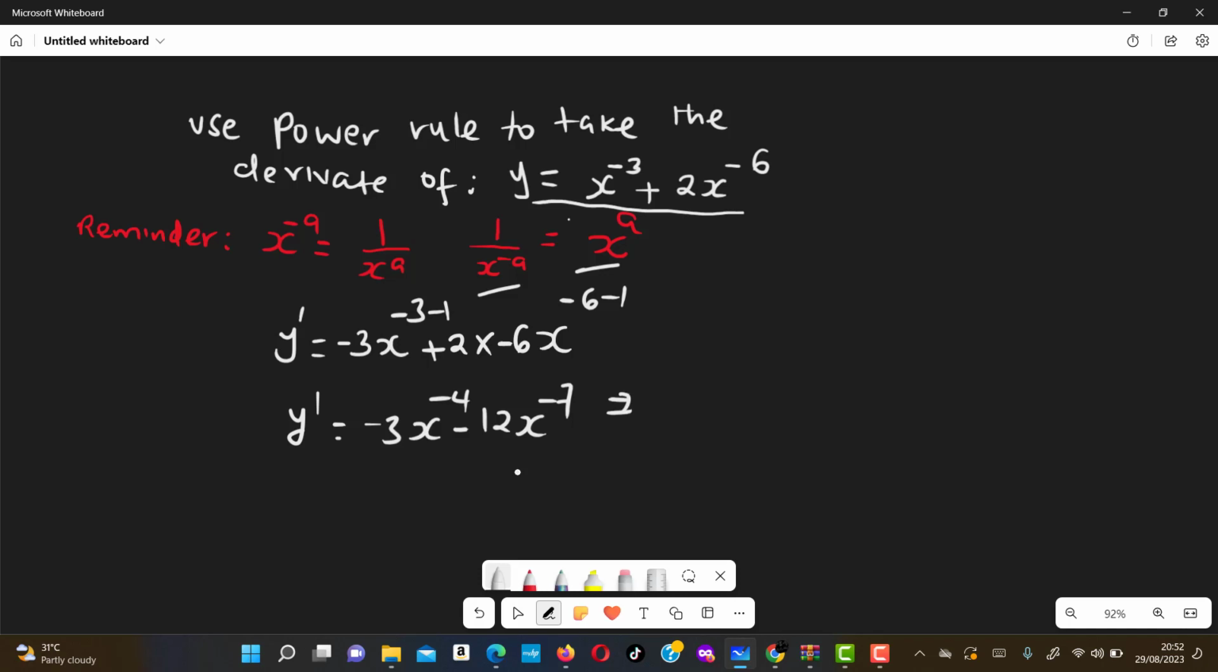So this can be rewritten as y prime, or dy/dx, the derivative of the function, which is the same as negative 3 over x raised to the power of 4 to make the power positive, minus 12 divided by x raised to the power of 7.